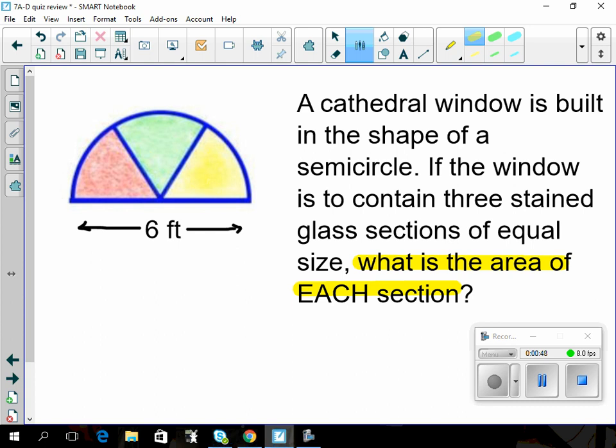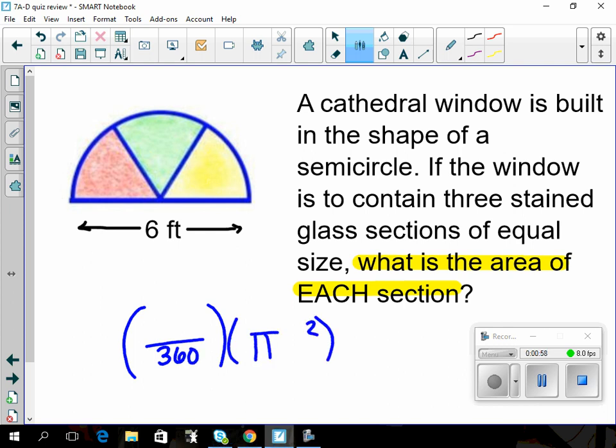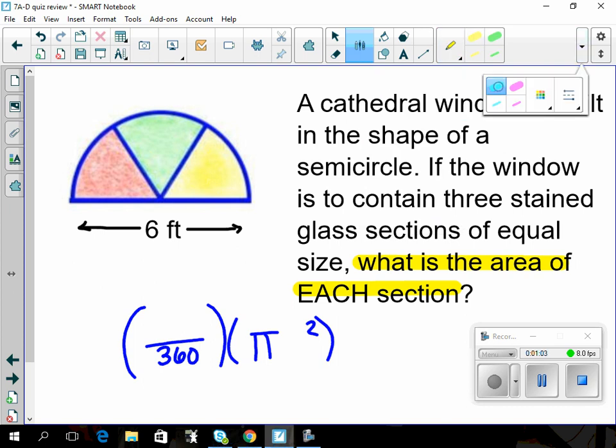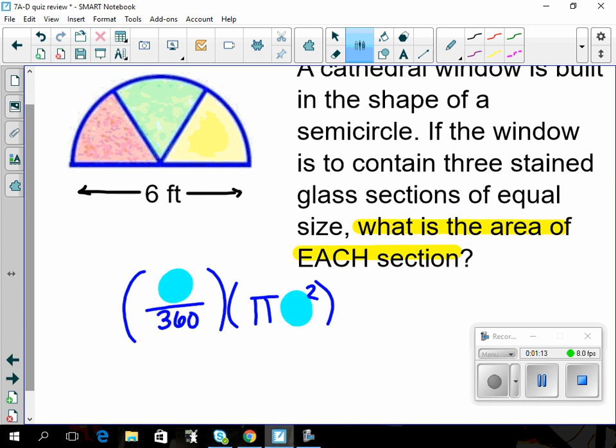3. Very good. So what degree measure, remember that our formula that we're looking at is the degrees over 360 times pi r squared. Do you agree? So what we're looking for in our problem is to figure out what the radius is and what the angle measure is. Do you agree? That's what we're looking for each time.